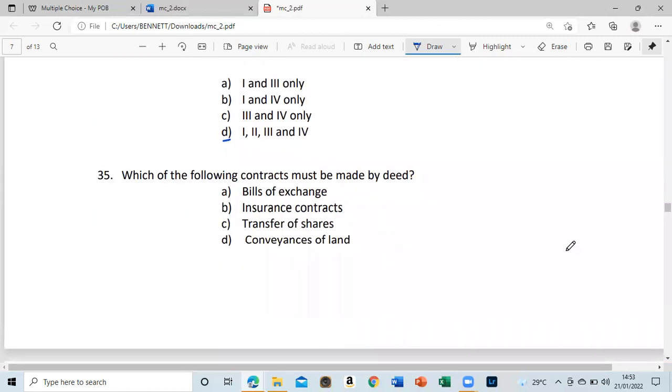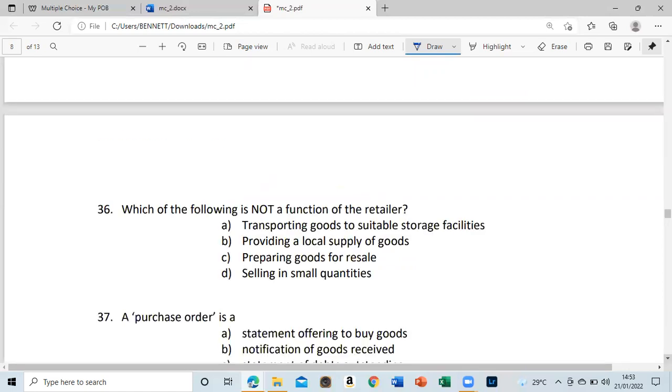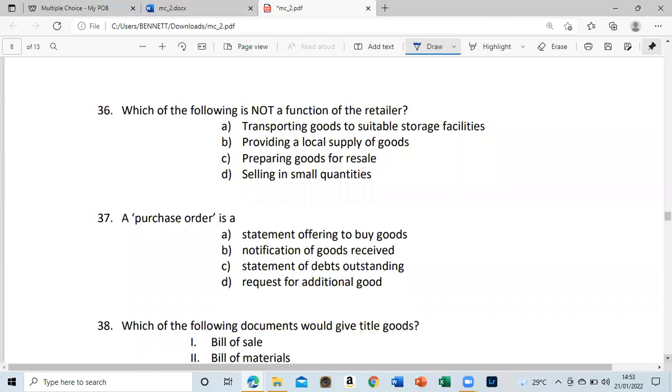35. Which of the following contracts must be made by deed? Is it bill of exchange, insurance contract, transfer of shares, or conveyance of land? I'm going to say conveyance of land. 35 would be D. On to 36.